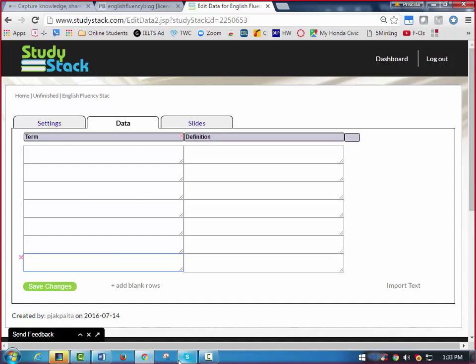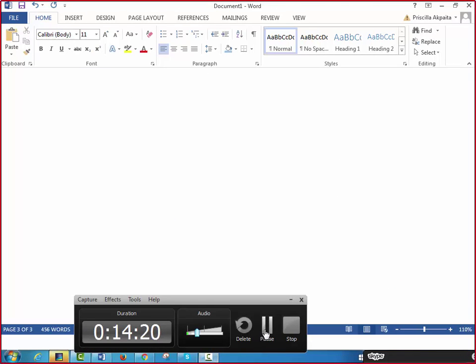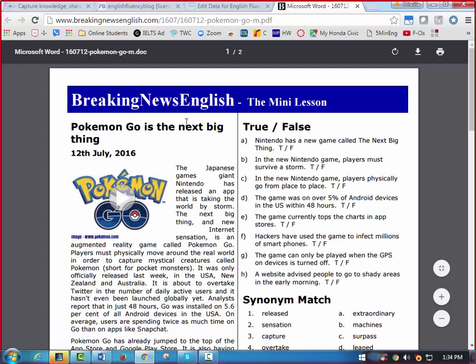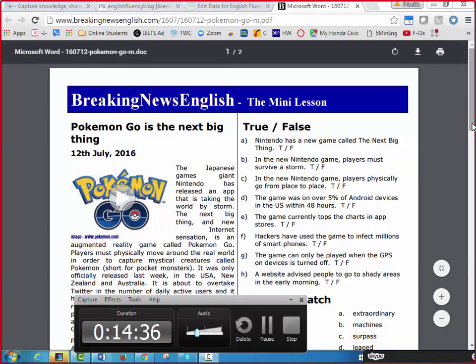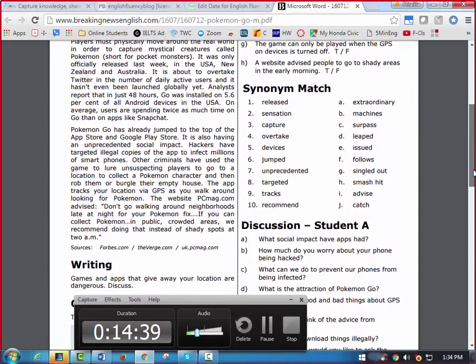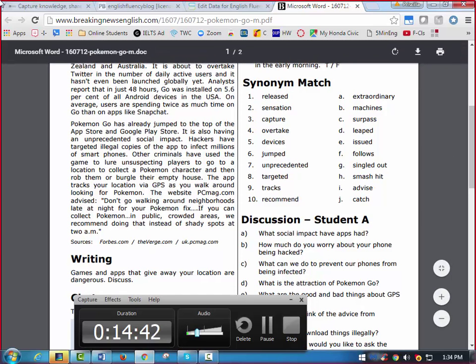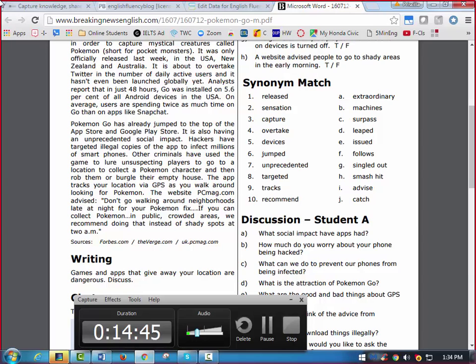What I'm going to do is go to today's lesson. Let's see, where is today's lesson? So our lesson for today is from the Breaking News English mini lesson, and it's going to be Pokemon Go is the next big thing. I'll look over here to the left, to the right, because these are the words that we're going to use today. Released, sensation, capture, overtake. I'm just going to use four of these just to show you how it is done.